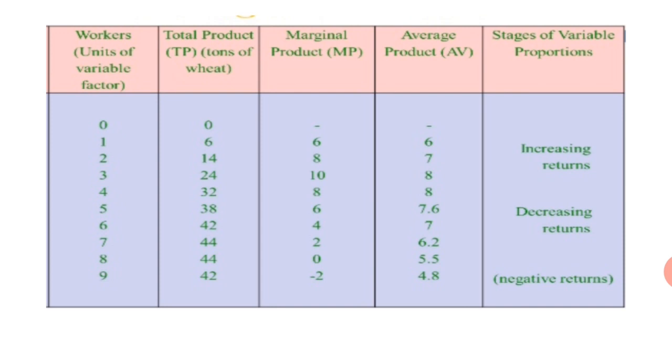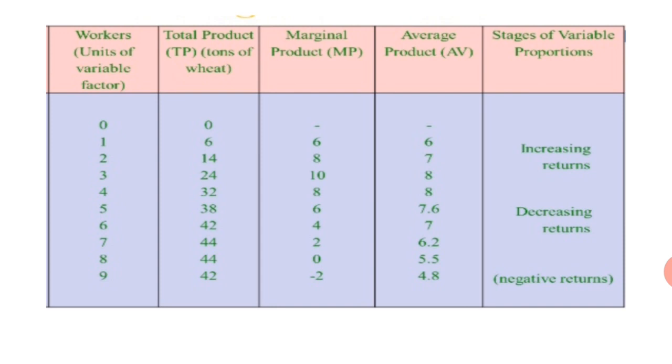And how will we calculate average product? We calculate average product by using the formula total product of labor, that is TPL, divided by L. So this is the method of getting average product and marginal product. After calculation we divide it into three stages. One is increasing return, second is decreasing return, and third is negative return.